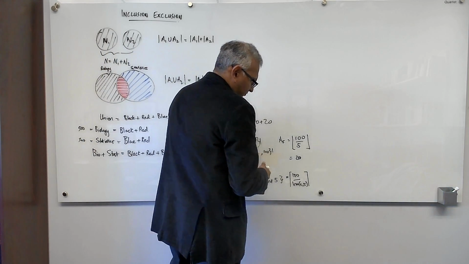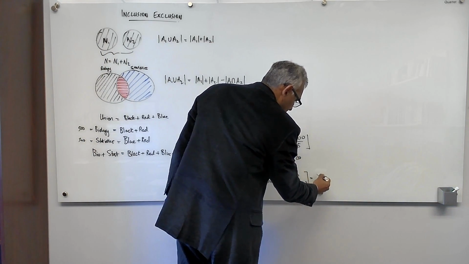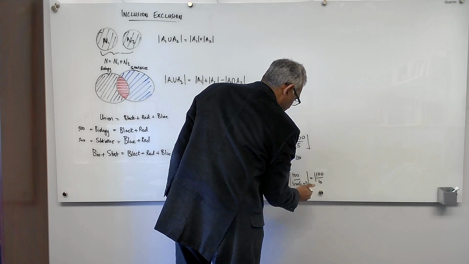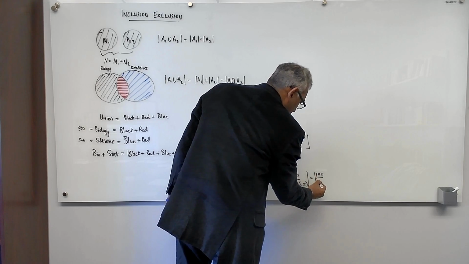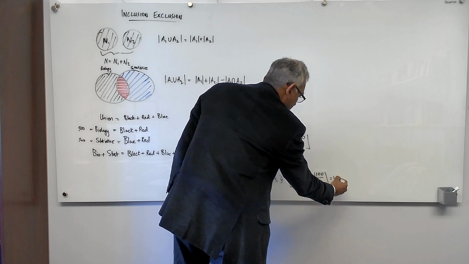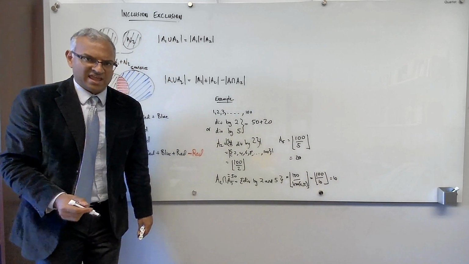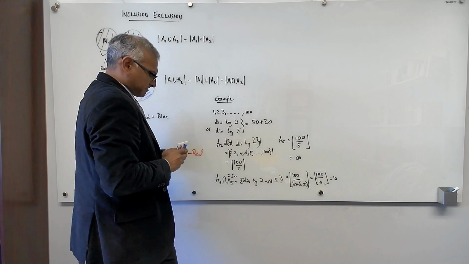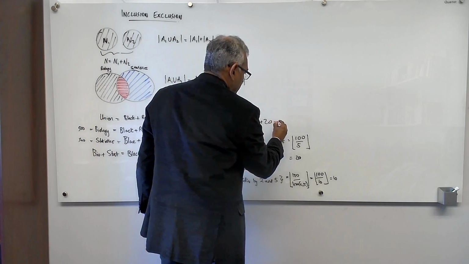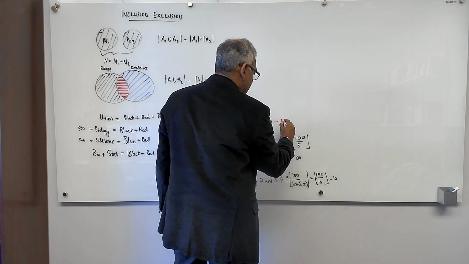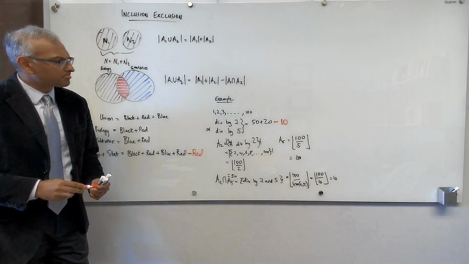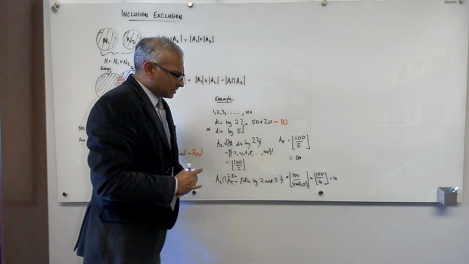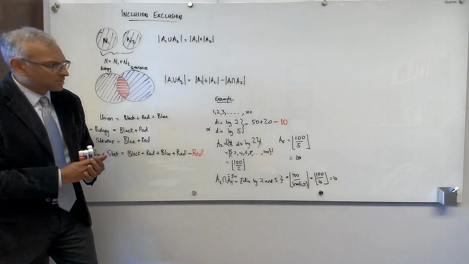So this is equal to 100 divided by 10. Sorry, I take the floor, I round it down, which is 10. So I have to subtract the 10, minus the intersection, minus the intersection 10. Let's do another example.